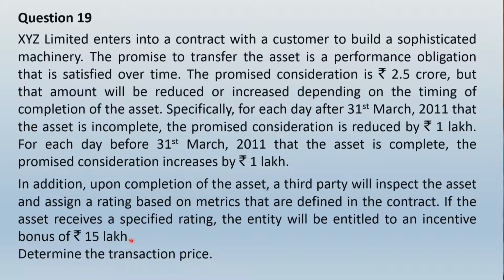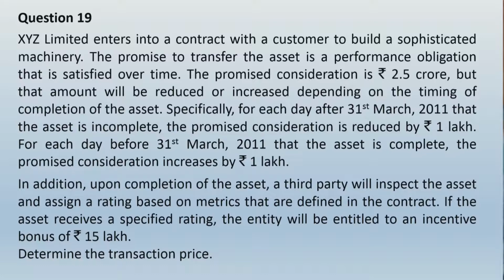If the entity estimates that it will most likely get the bonus, it should consider straight away 15 lakhs towards that part of the consideration. If not, it should consider this as 0. So in short, to summarize the whole thing, the expected value method for the initial part of the consideration and the most likely amount method for the bonus part of the consideration should be applied by XYZ Limited.